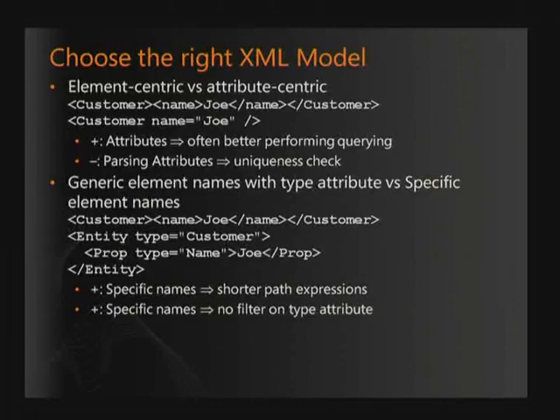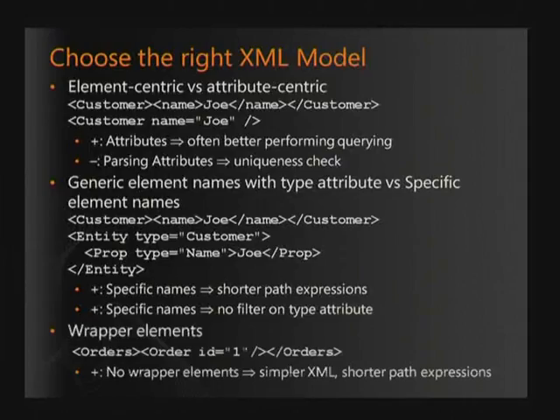That way, you not only have specific names giving you shorter path expressions, but the queries can actually make use of that information as part of the path expression processing. And you don't have to do dynamic lookups of values to figure out whether it's a customer or a name, etc. So the queries become much shorter and more efficient to execute.